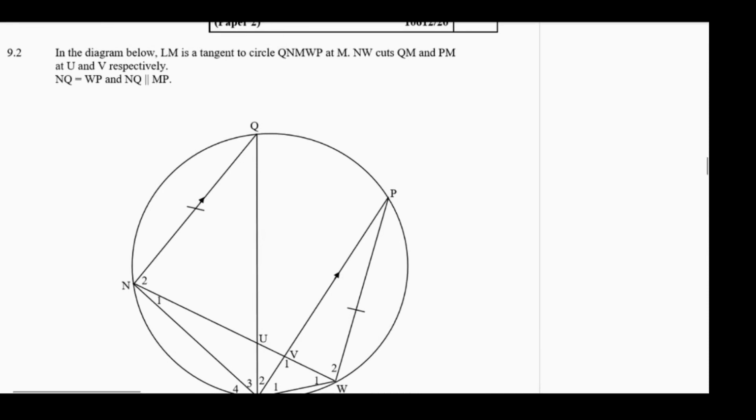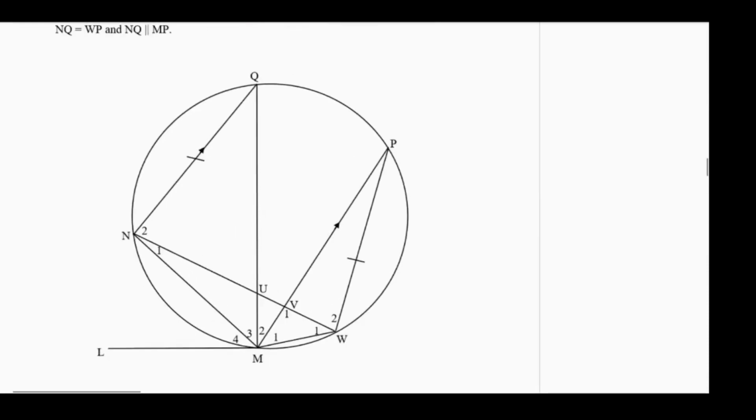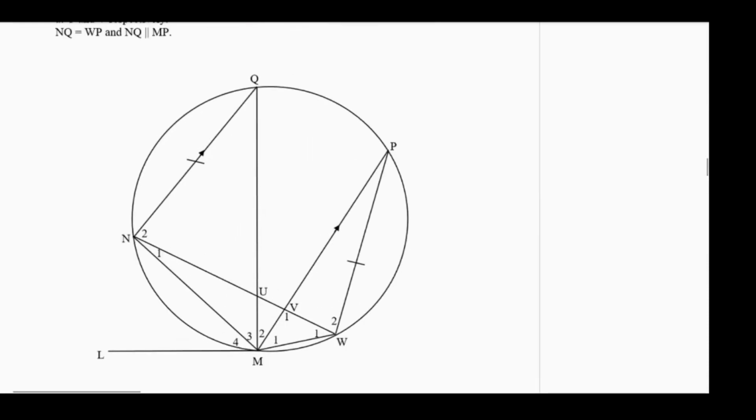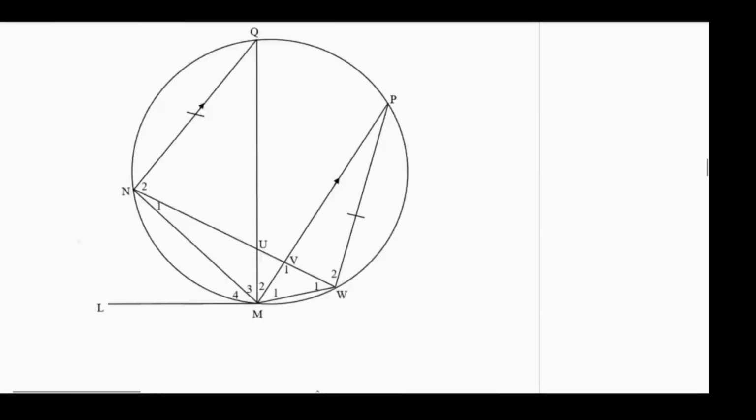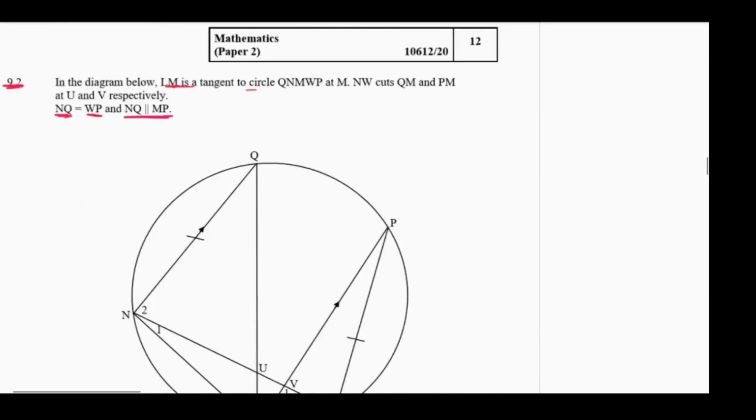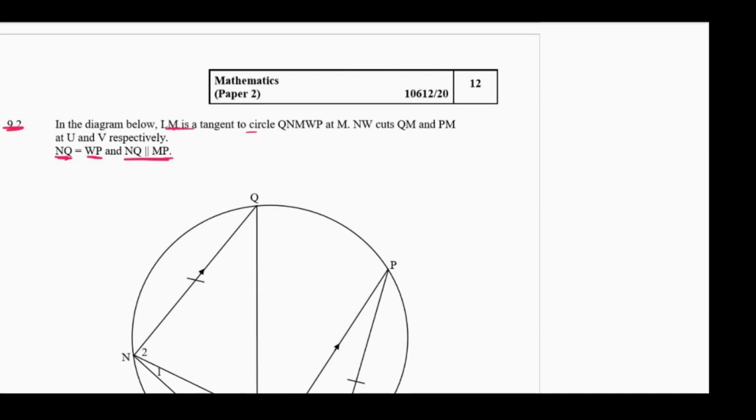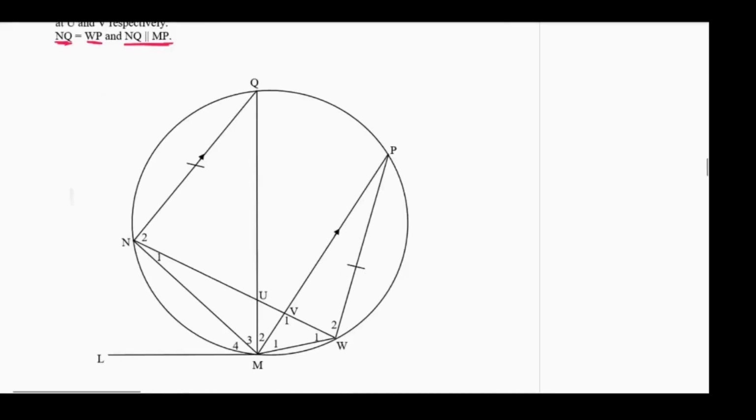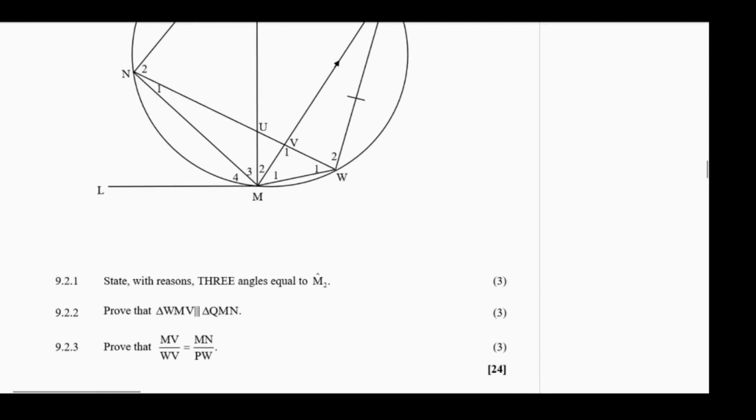So now in 9.2, we are given this diagram and a tangent LM with a circle, and what's more important is we are told that NQ is equal to WP and NQ is parallel to MP. So for as long as this information is available in the diagram, we can simply look at the diagram. But sometimes some information is written here as text and not shown in the diagram. So please just be cautious of that.